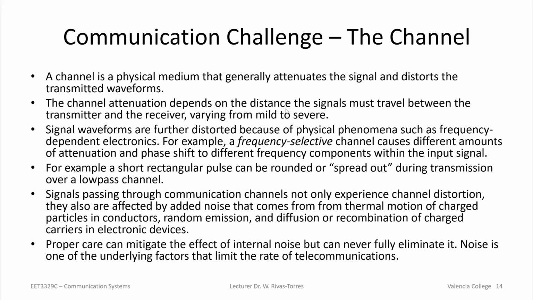Signals passing through a communication channel not only get distorted, they also are affected by noise, right? And noise comes from thermal motion of charged particles in conductors. Random emissions of fluorescent lights are known for that, carrying these random emissions and causing trouble with certain communications, etc., right? So one of the functions of a communication specialist is to find ways to mitigate the effects of internal noise. Remember, you will never fully eliminate this, right? There's always going to be some form of distortion and noise, right? How we limit these so that the information can still be effectively extracted out of it is what the whole communication system is about.